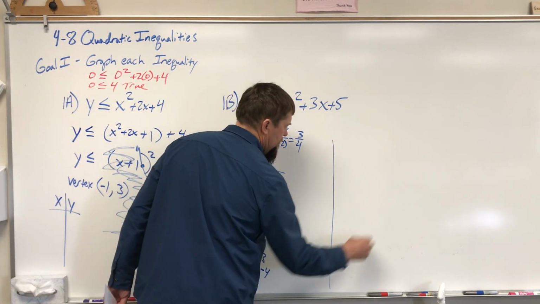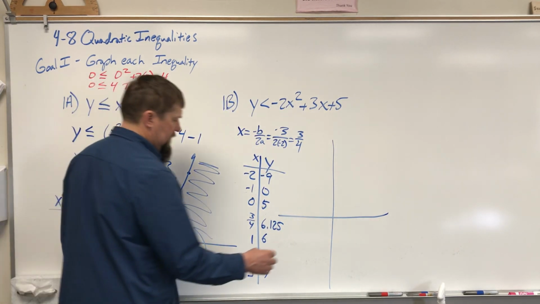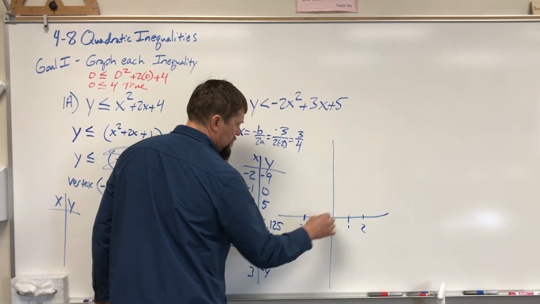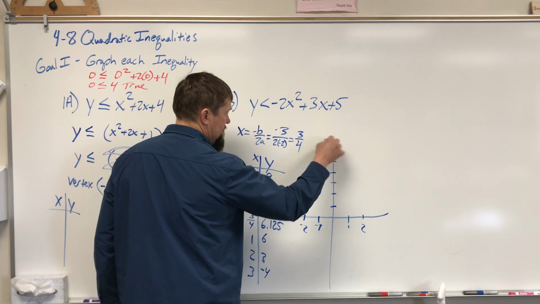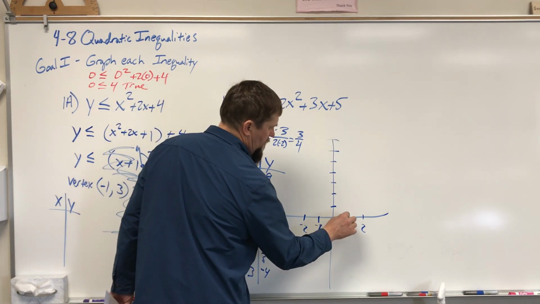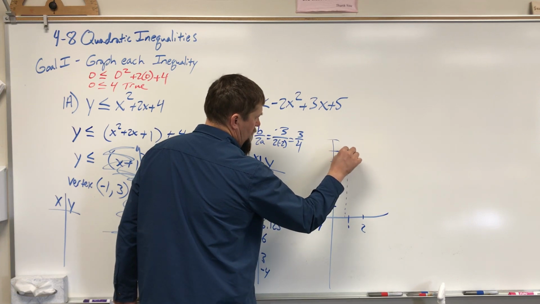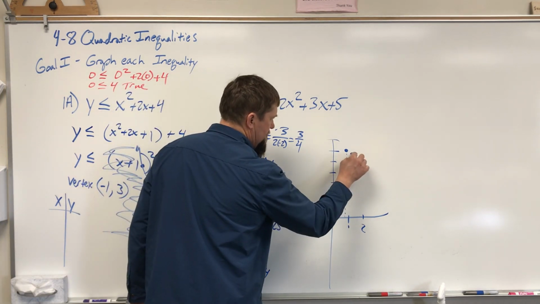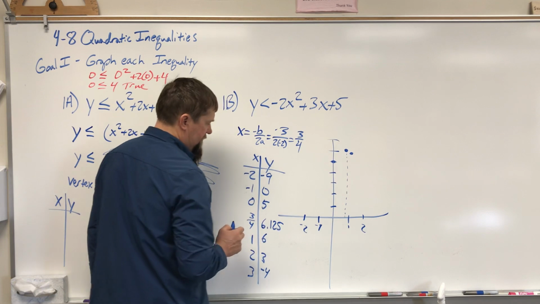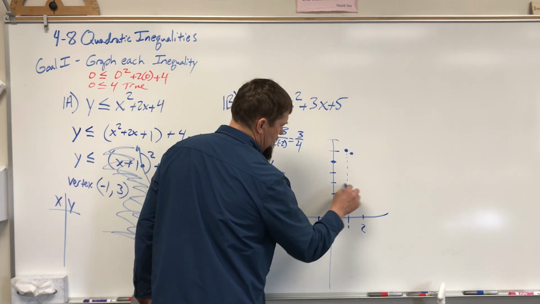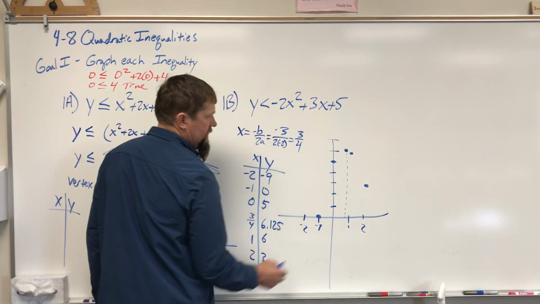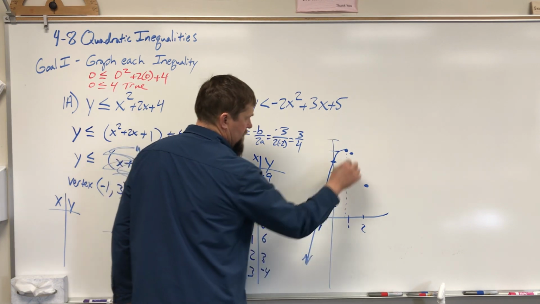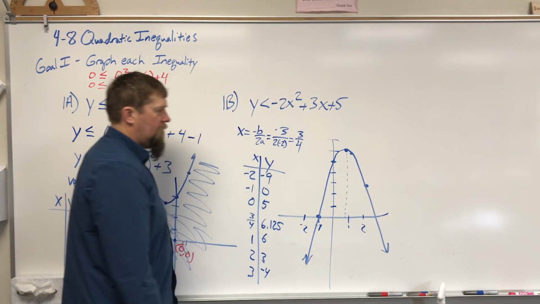Now, when I graph this one, I'm going to graph, of course, the points. At 3/4, I'm at 6.125. At 1, I'm at 6. At 0, I'm at 5. At 2, I'm at 3. Negative 1 is 0. And if you notice, that does make a parabola. It's going down. Okay, so I made the parabola.